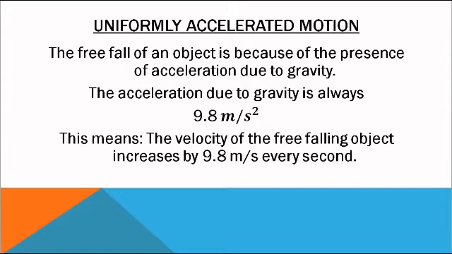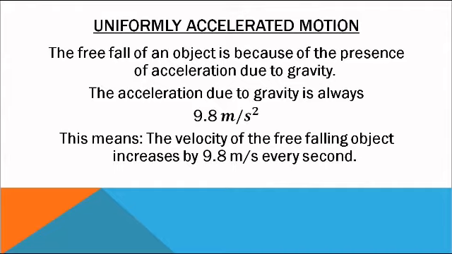This means that the velocity of the freely falling object increases by 9.8 meter per second every second. That means in every second the velocity of the apple falling from above is increasing by 9.8 meter per second, and it is increasing uniformly. It is not like in the first second it is 9.8, and in the second it is increasing by 10.7 meter per second. It's not like that. It's always 9.8 meter per second, and hence it is uniformly accelerated motion.